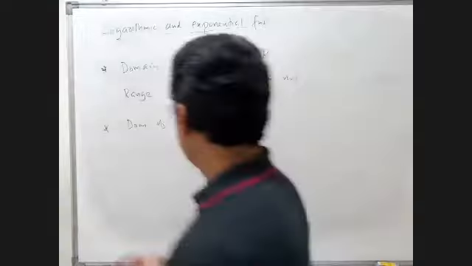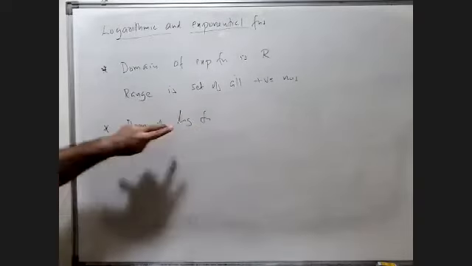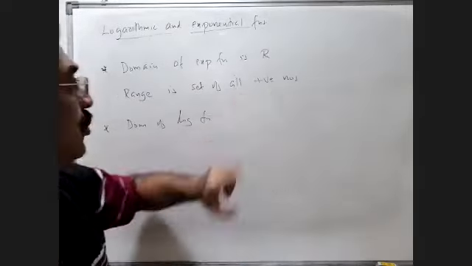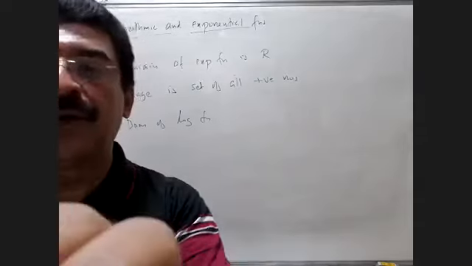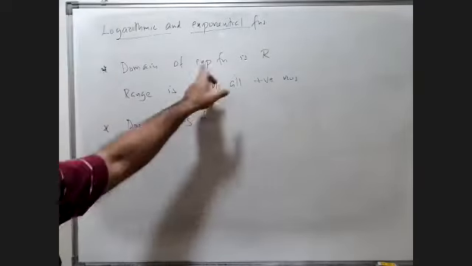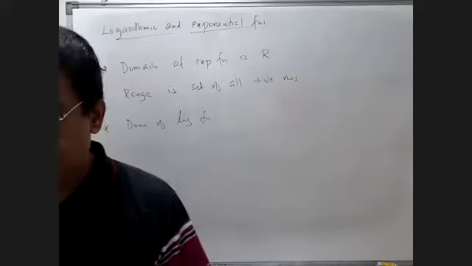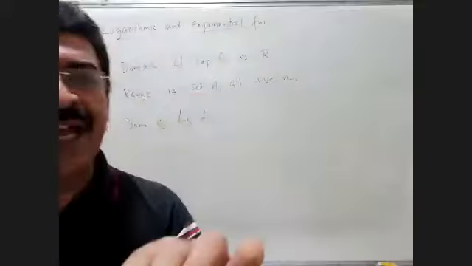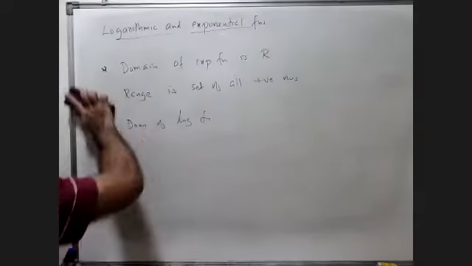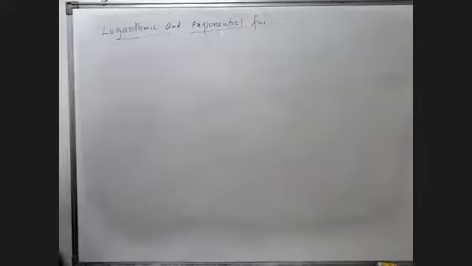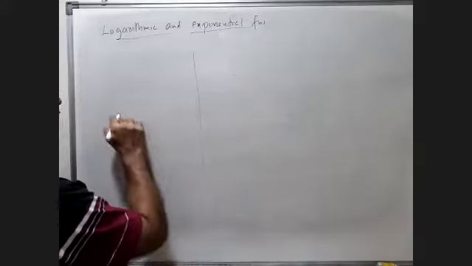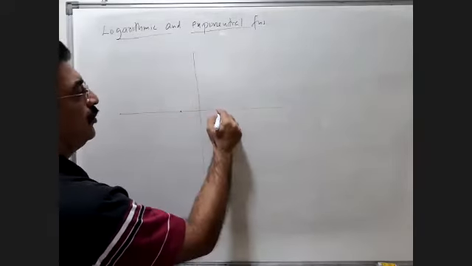Okay, you got it. So for this one, domain and range are interchanged. That means the domain of logarithmic function is the set of all positive numbers, and the range of logarithmic function is R, the set of real numbers. You will learn this in detail next year. These are called inverse functions. For the time being, just draw this graph also, and you will write one observation also.